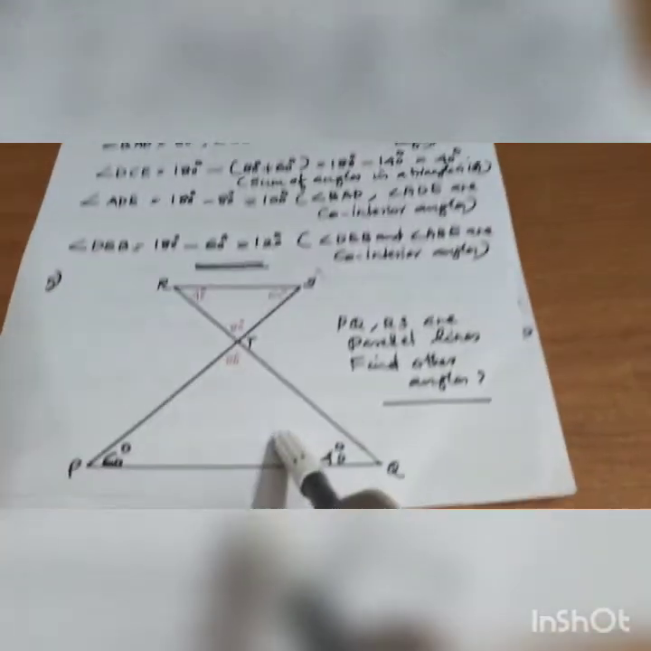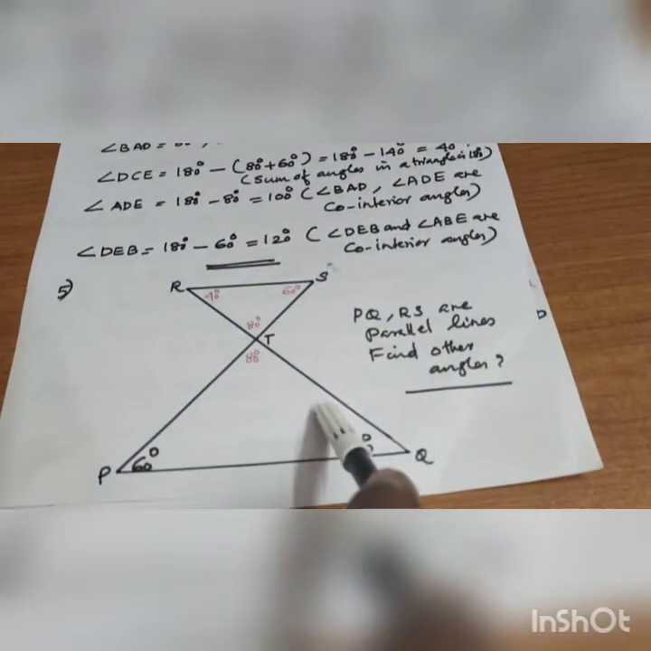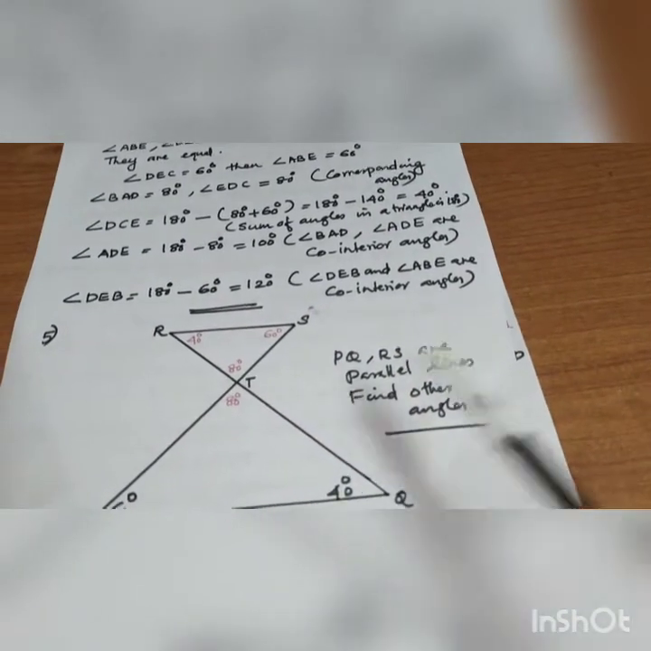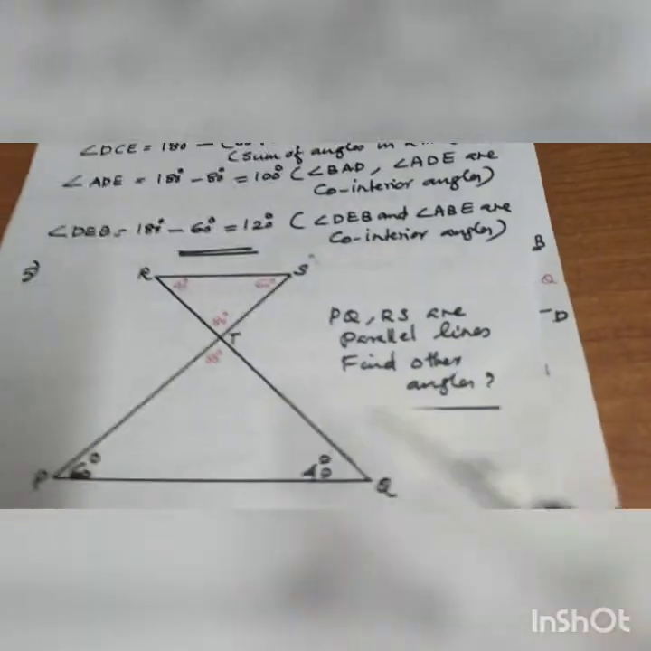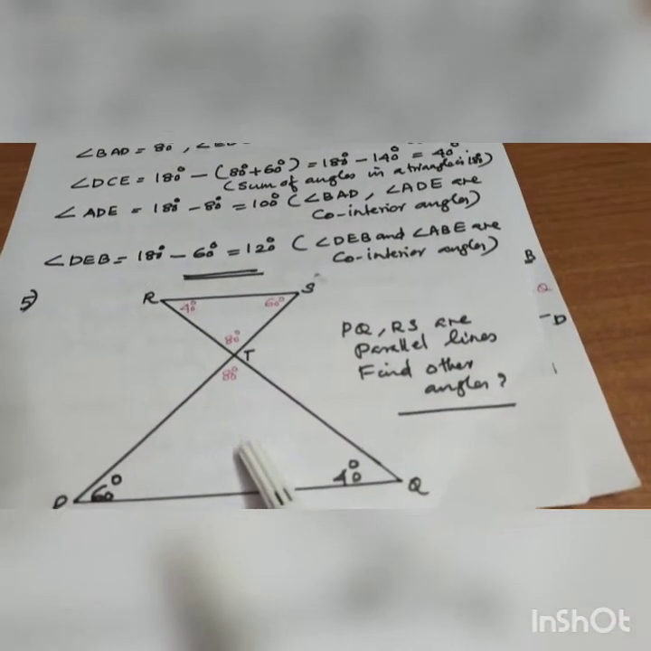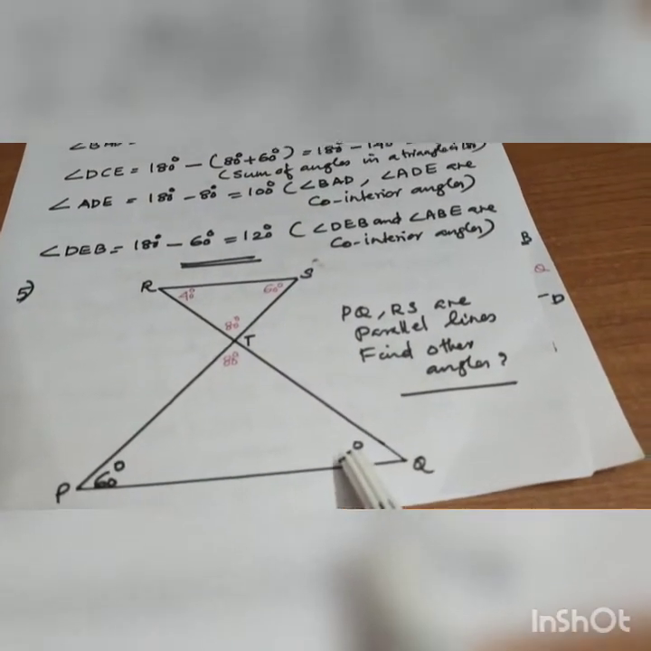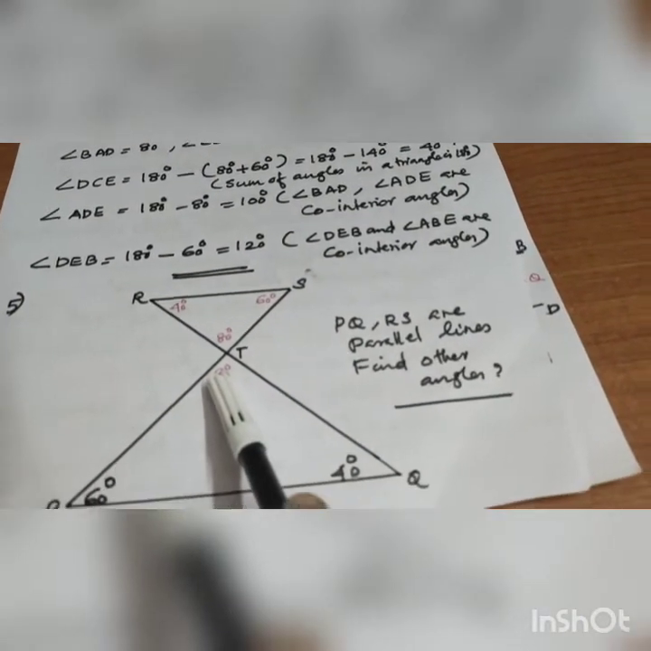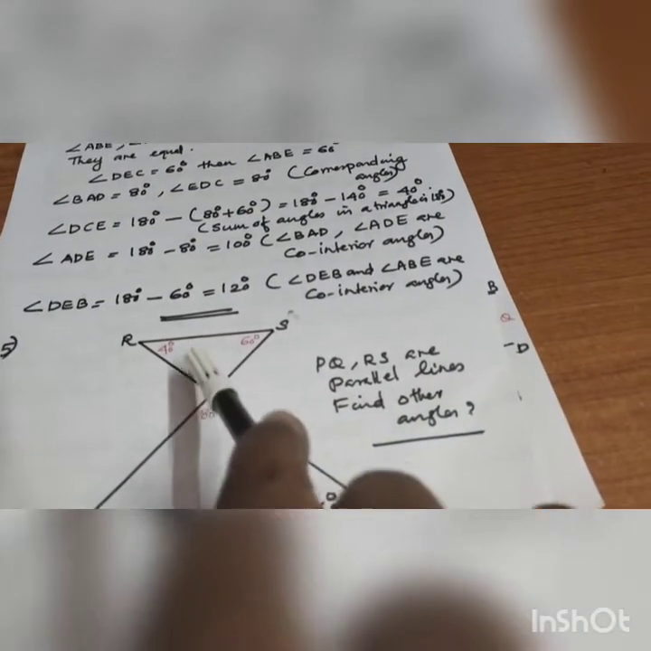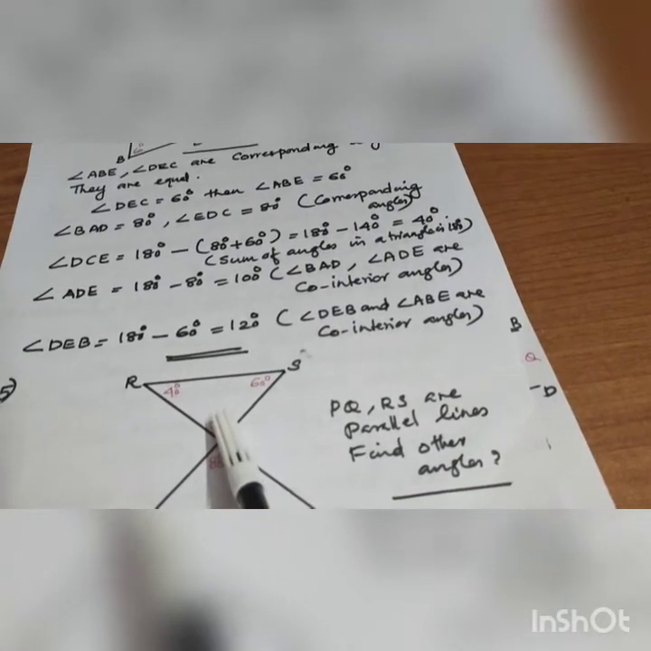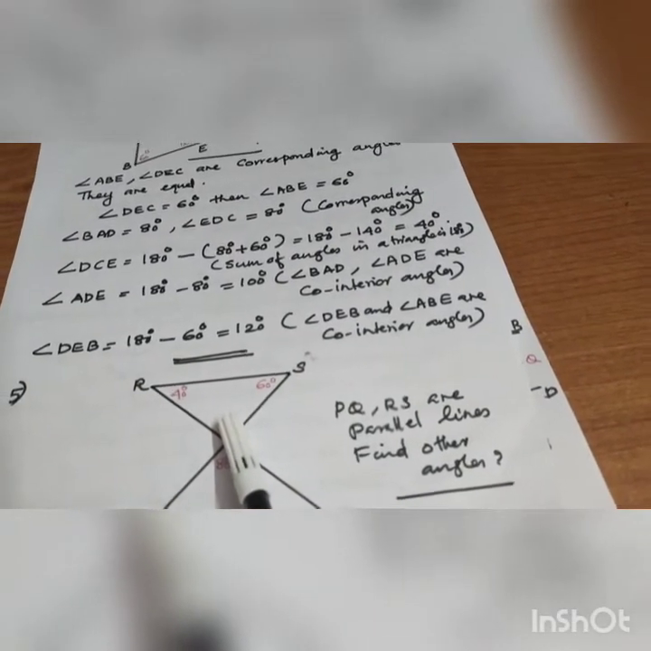Then, the next question. Here also two triangles. PQ and RS are parallel lines. Find the other angles. Here, first consider this angle PTQ. Here two angles are given. 60, 40. Sum 100. Therefore, the third angle is 80. Here two lines cross each other. Therefore, here opposite angles are equal. This is 80 degree and this is 80 degree because opposite angles.